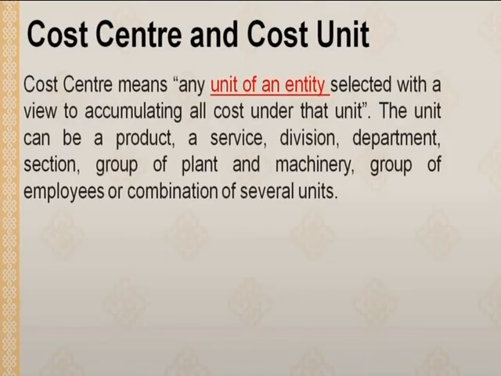The first we have is cost center, which means any unit or entity selected with a view to accumulating all the costs under that unit. The unit can be a product, a service, a division, a department, a section, a group of plants and machinery, a group of employees, or a combination of several units. So this is what we call a cost center. In simple terms, as I already told you, a cost center is simply a location or a place or an item of equipment which is required for the purpose of cost ascertainment.